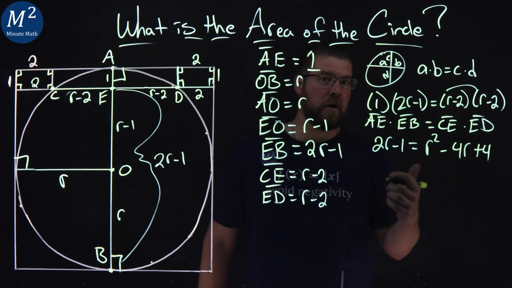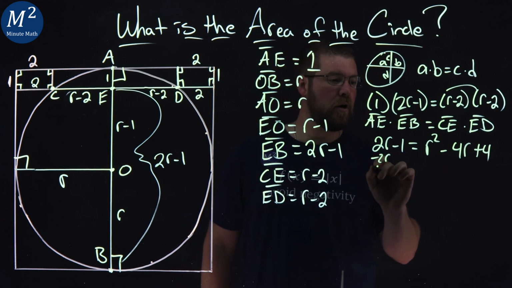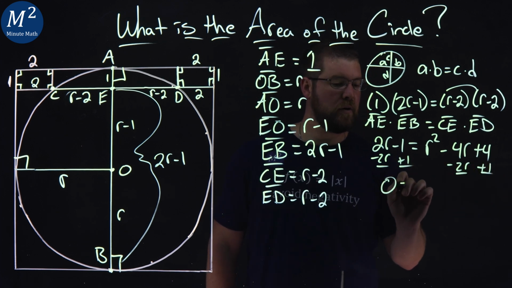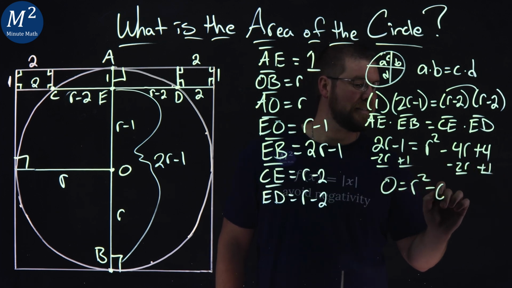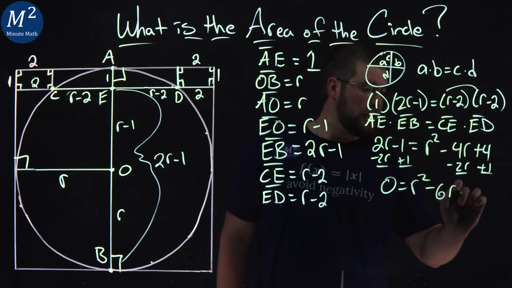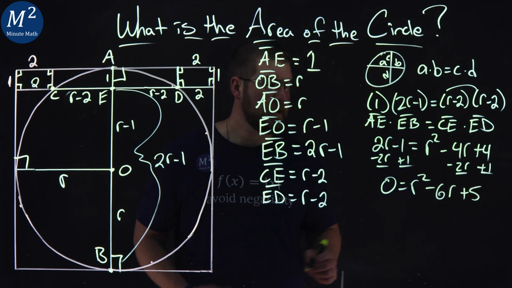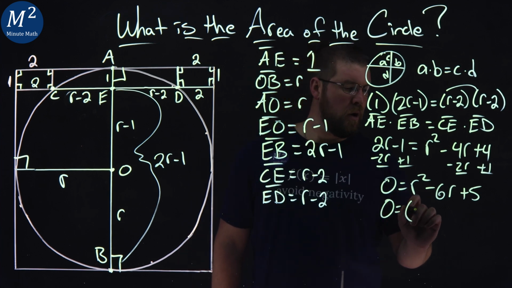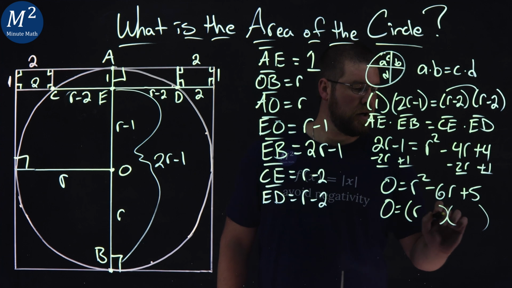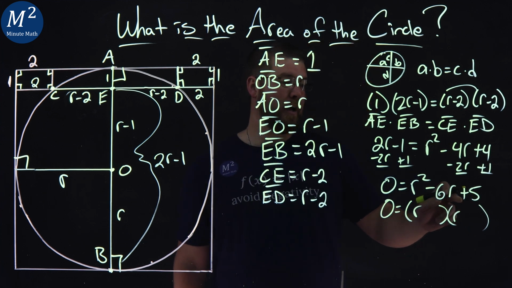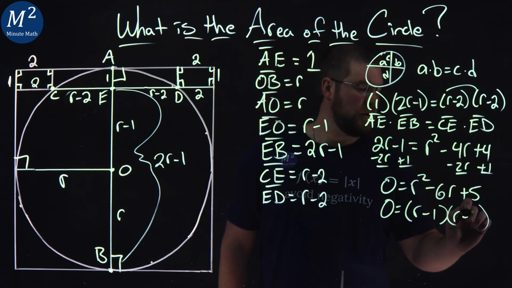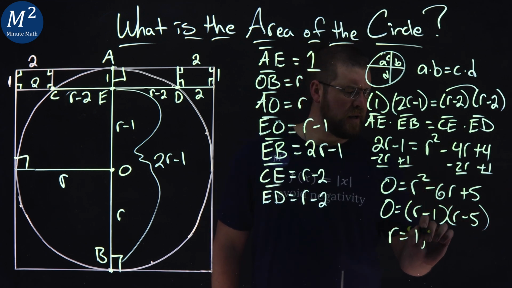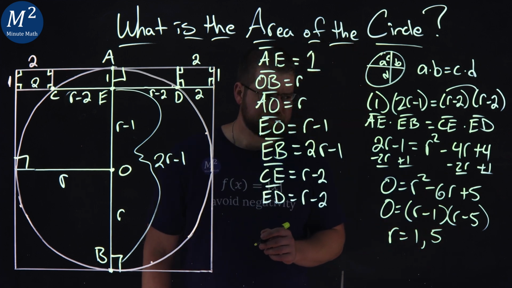Let's bring everything over to the right-hand side here. I'm going to subtract 2R, and add a 1 to our like terms, and we have 0 is equal to R squared minus 6R plus 5. Now, luckily this factors, so we don't need the quadratic formula yet. We have R here, what multiplies to be 5 but adds to be negative 6: minus 1, minus 5, meaning my two R values, radius, are 1 and 5.